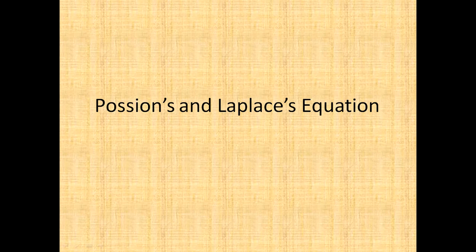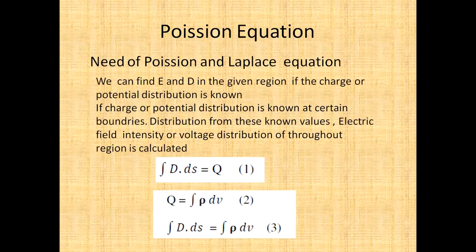Using the equations from electrostatics, the Poisson and Laplace equations let us find E and D in a given region if the charge or potential distribution is known. If the charge or potential distribution is known at certain boundaries, then from these known values the electric field intensity or voltage distribution throughout the region is calculated.